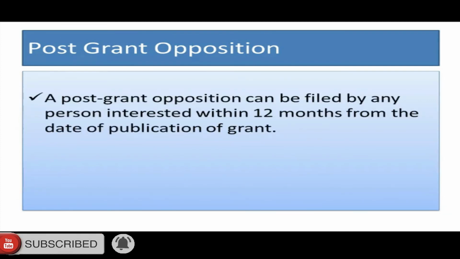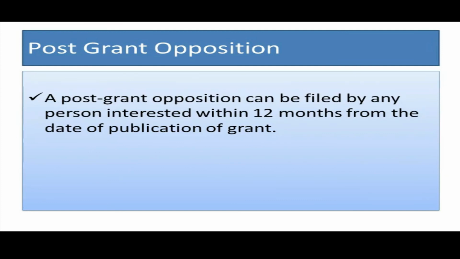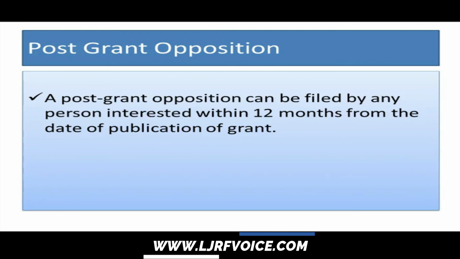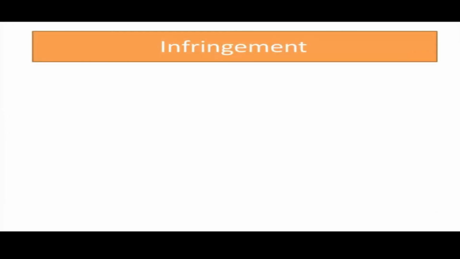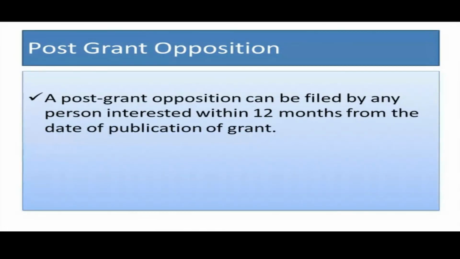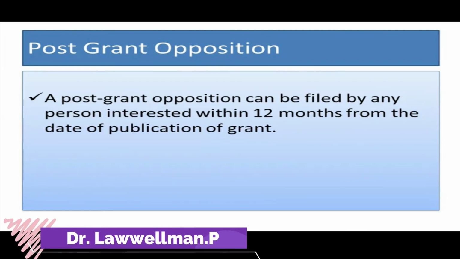Post-grant opposition can be made by any person interested. Any person interested would mean it is open to the general public to make an opposition to a patent which is already granted, for which a certificate is available. Even against that, you and I can make opposition, which is known as post-grant opposition, within 12 months from the date of publication of grant. And please also note that even after this period of 12 months, there is a possibility of making an application for revocation of patent.